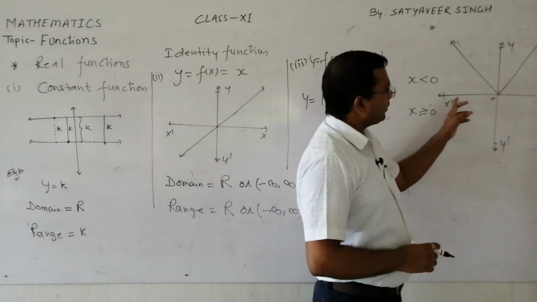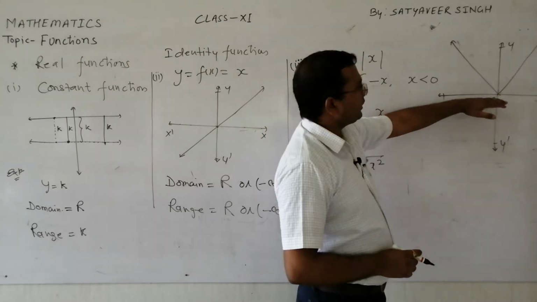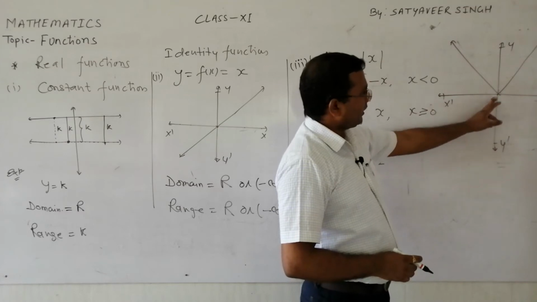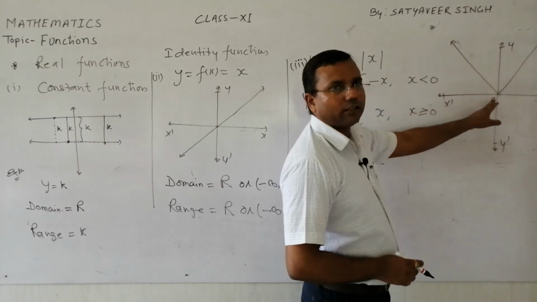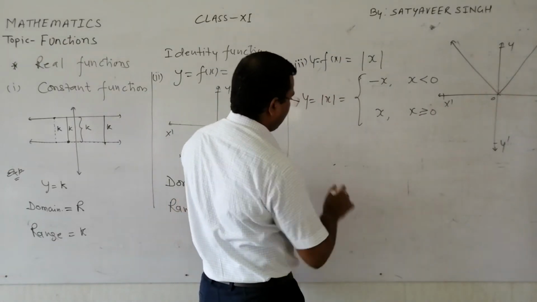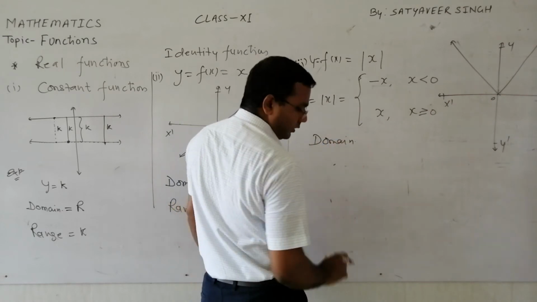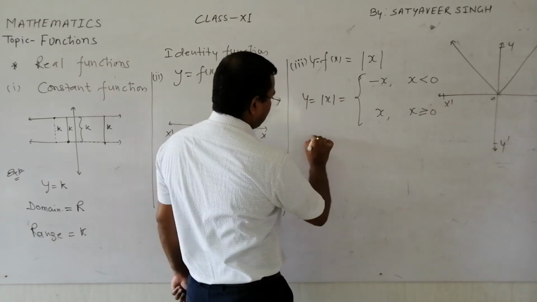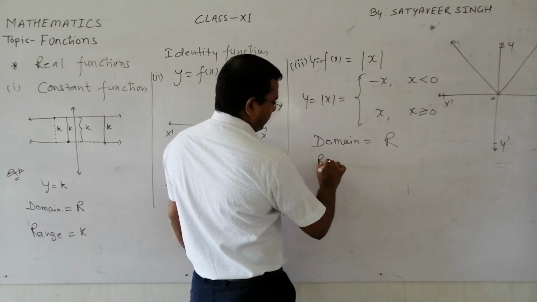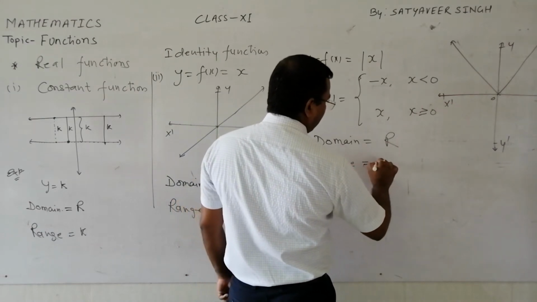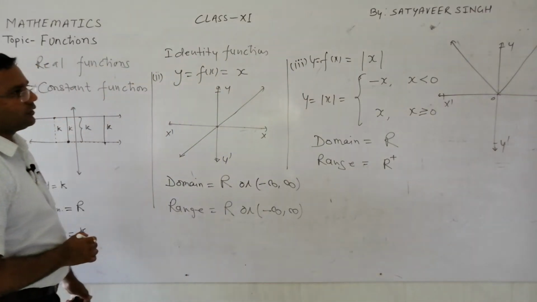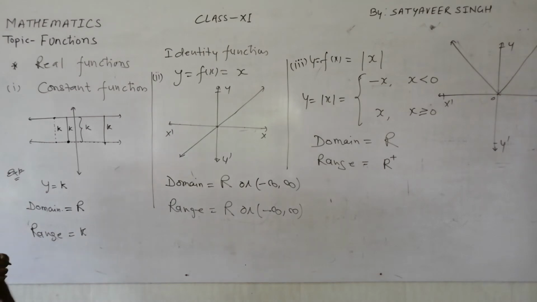So that is why the domain is what? Real number. But if you see the y-axis, we didn't come below 0. That means we have only used the positive real numbers. So now we can say what the domain and the range are. What do you think? The domain is real numbers, and the range is only positive real numbers. So this function is called the modulus function.